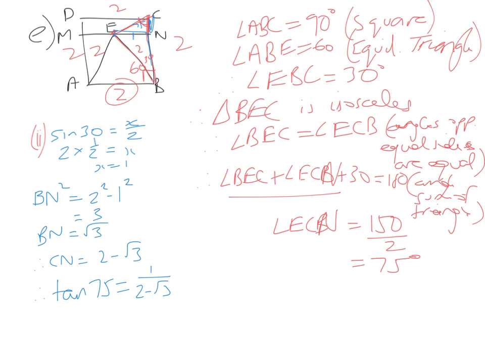Let's rationalize the denominator by doing the conjugate. That's 2 plus root 3. So we get 2 plus square root of 3 on top, over 2 2's are 4, minus root 3 times root 3 is 3. So that equals 1 on the bottom, so therefore that is equal on the top. So tan 75 equals 2 plus root 3.